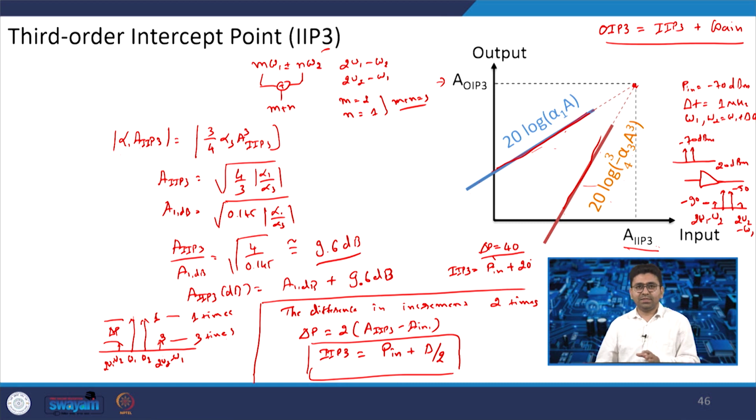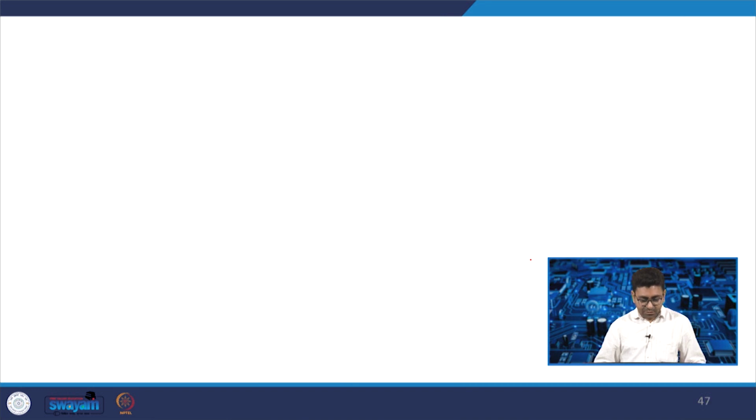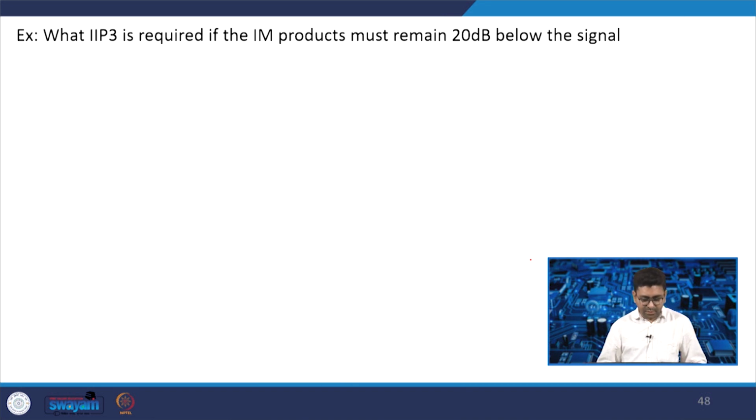By this method, we can also find the IIP3 using a spectrum analyzer. You can get the third order point and the first order point. You can also use a network analyzer nowadays to sweep the power, and you can plot the IIP3 as well. So, this is how we can find out the IIP3. We will try to take another example also.